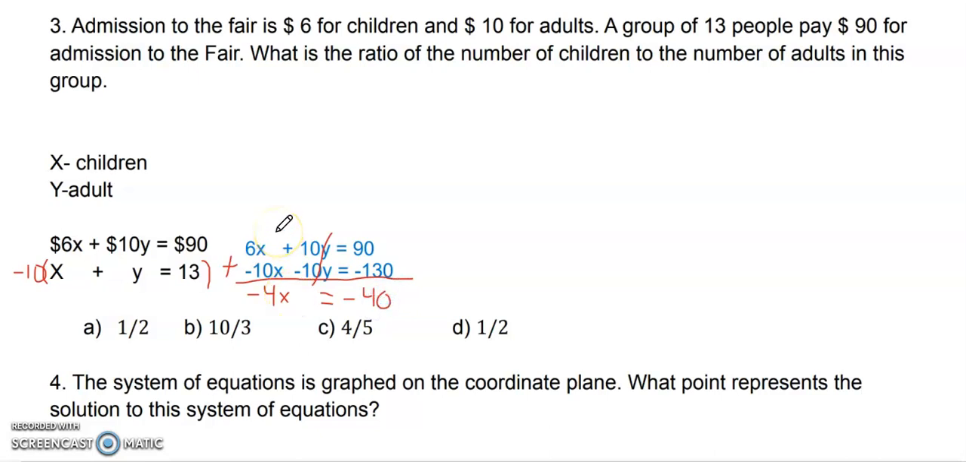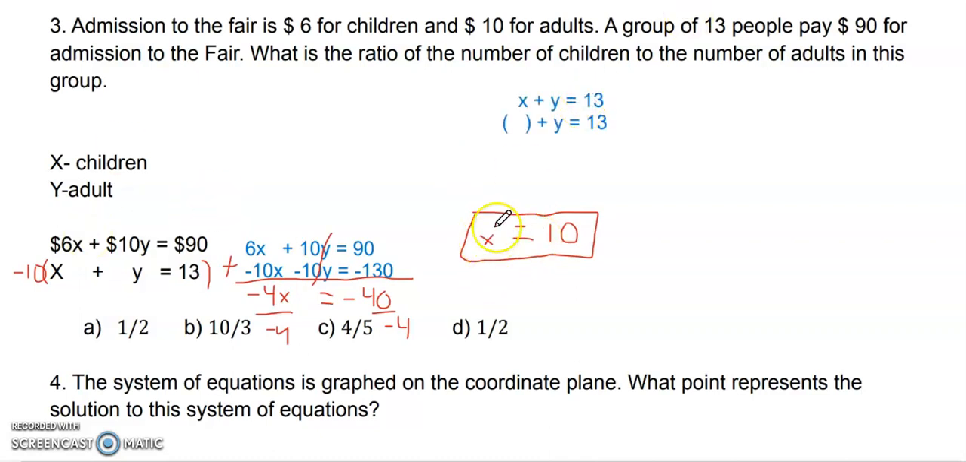And then I just need to solve for x. I'm kind of running out of room, but I'm going to divide both sides by negative 4. And then I'll get x is equal to negative 40 divided by negative 4 becomes positive 10. So that means there were 10 children that went to the fair.